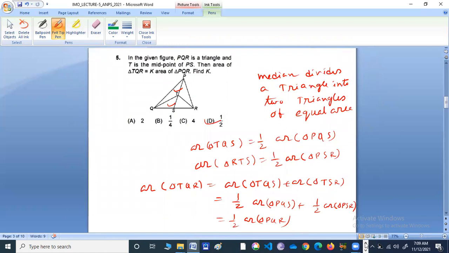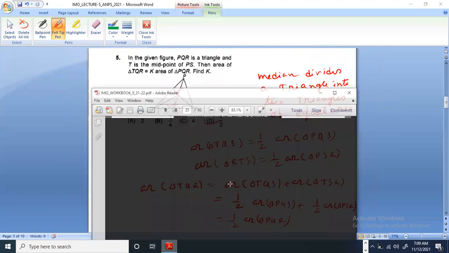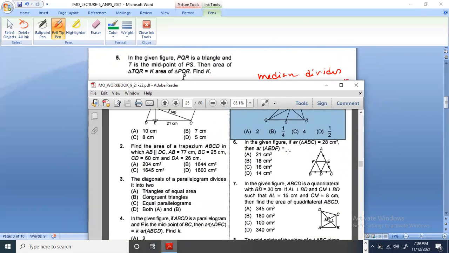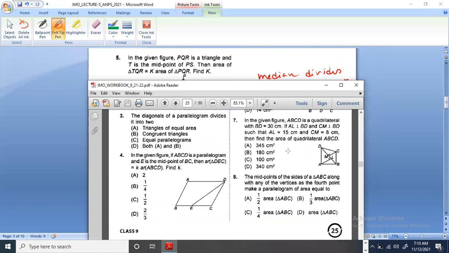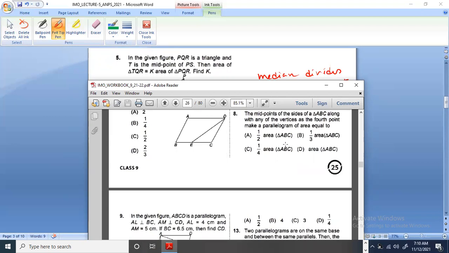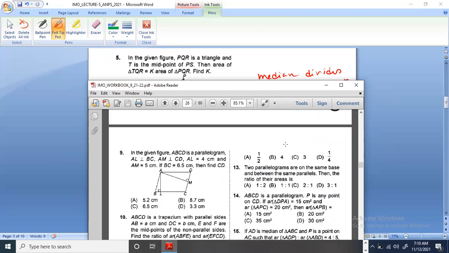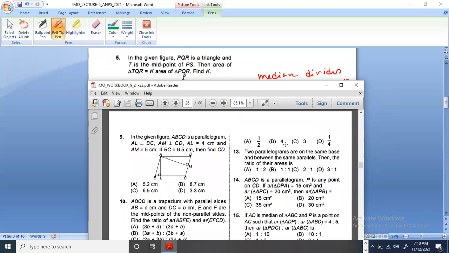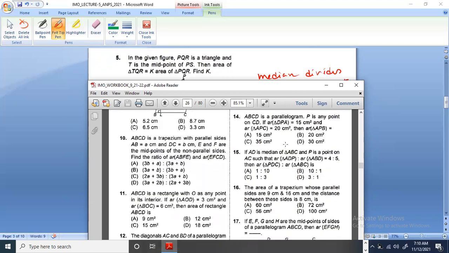Let's move on. Question number 6. Question number 6 is more or less the same. Question number 7 also the same. Question number 8, we have done this kind of sum in our regular classes. Question number 9 also more of the same. Question number 10, yes, question number 10 can be done. Let us do question number 10.